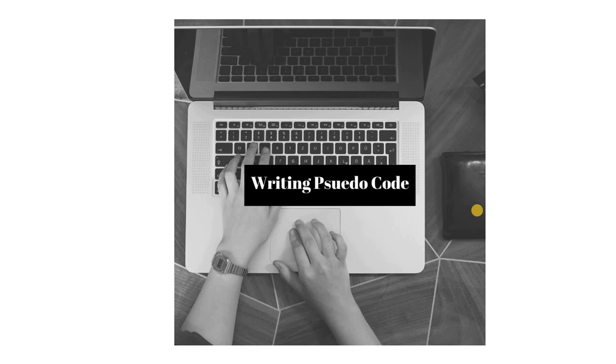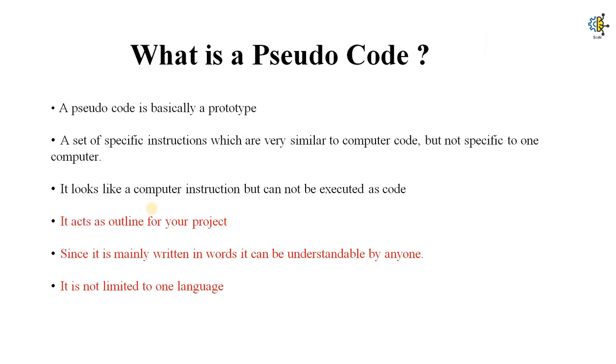Now let's see some of the important points about pseudocode. A pseudocode is basically a prototype. It is a set of specific instructions which are very similar to computer code but not specific to one computer. By not specific to one computer, we mean that you can write it on one computer and make it useful to any computer. It looks like a computer instruction but cannot be executed as code. It acts as an outline for your project, which we have already discussed.